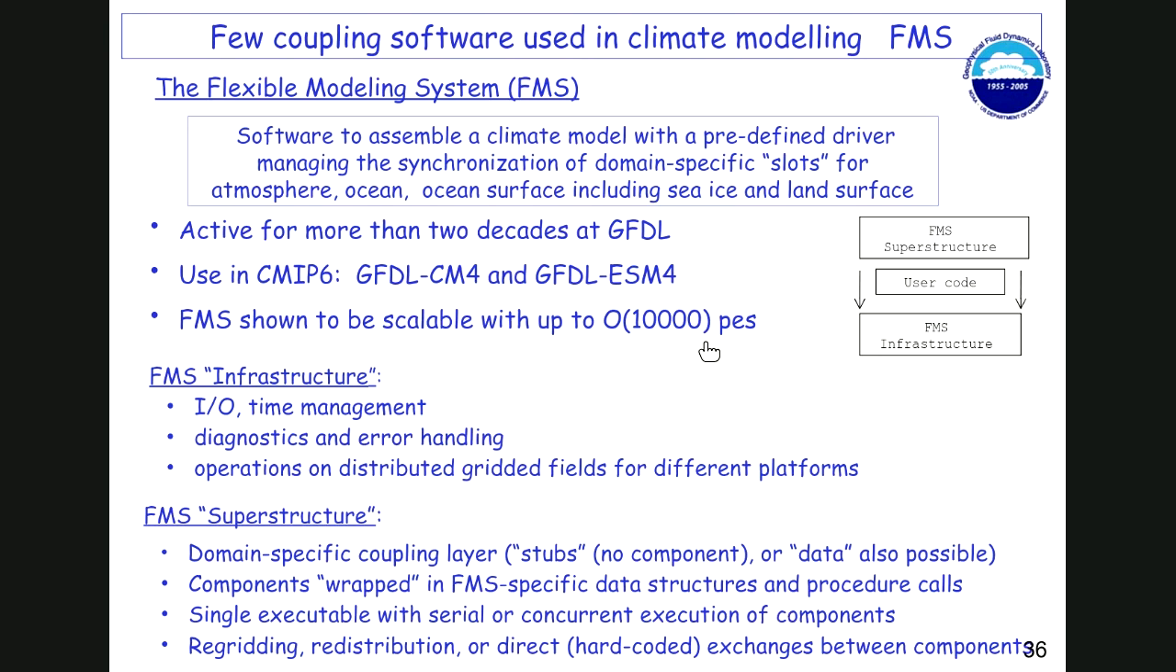And then now just the third integrated coupling framework I want to present is FMS, which is developed by GFDL. It's been active for more than two decades at GFDL. It's used in the last international coupled model intercomparison exercise with GFDL CM4 and GFDL ESM4. It's been shown to be scalable for up to 10,000 processes. And FMS is a bit the predecessor of ESMF. So the basic concepts were really, let's say, created by FMS.